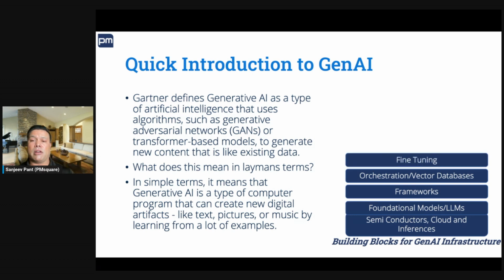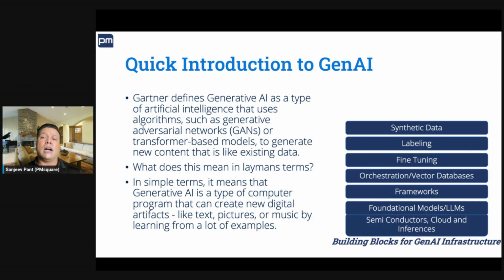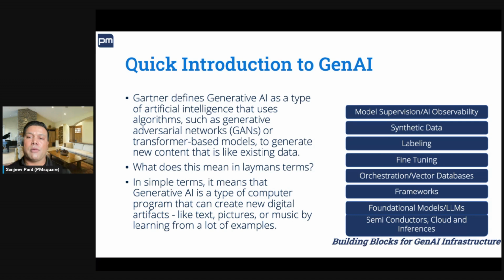Fine tuning that model, right? What goes into fine tuning it? Things like Octa ML is one of them. Labeling, metadata tagging, labeling is so important. And creating synthetic data, right? So using GANs, how do you create synthetic data for the purposes of defining these various examples? Then model supervision and AI observability.